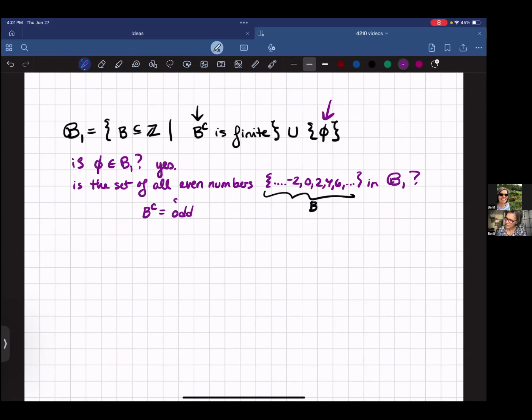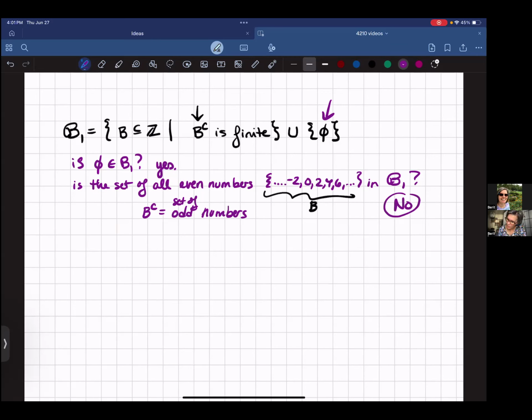B complement would be the set of all odd numbers. Is that a finite set or an infinite set? That's an infinite set. So in this case, the complement of the even numbers is the set of odd numbers, which is not finite. And so the answer here is no.